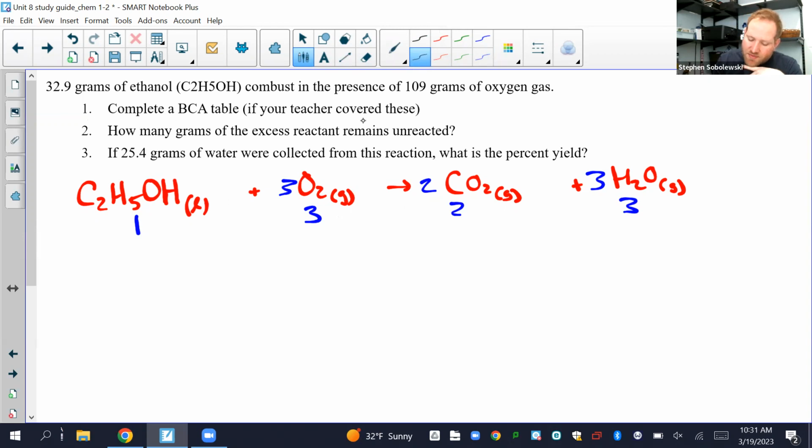So I'm going to be making a BCA table. I kind of want to keep this organized here. Let me do my molar mass conversions really small, like down here. Okay, so I can do it down here.